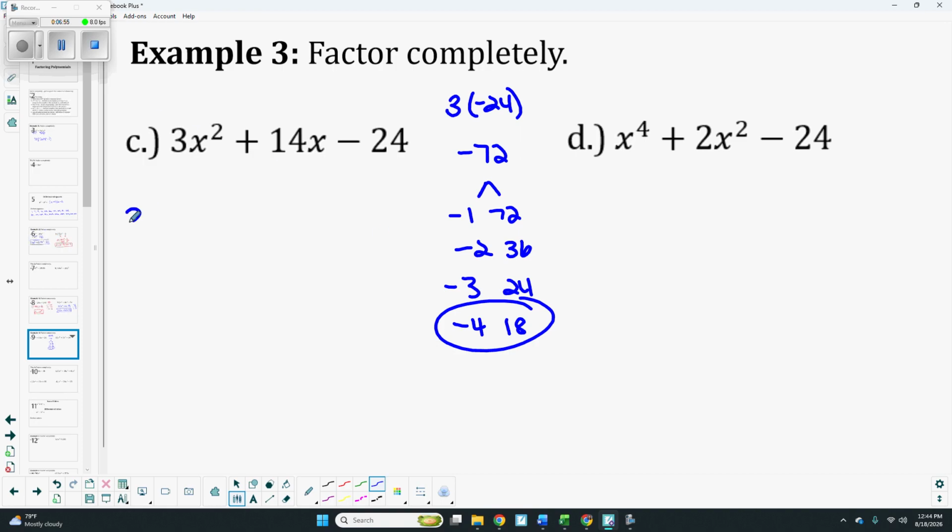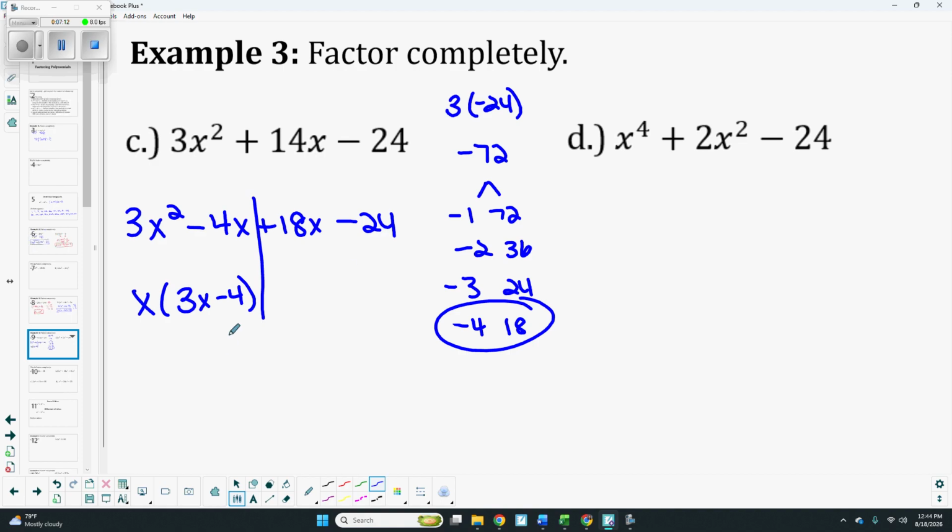So we're going to rewrite this as 4 terms. 3x squared minus 4x plus 18x minus 24. And we're going to split it down the middle. So for these two, just an x comes out. We're left with 3x minus 4. For these two, what goes into both 18 and 24 is 6, right? A positive 6. So 18 divided by 6 is 3. Bring the x. Negative 24 divided by 6 is negative 4. These match. That's what we want. So we're going to have 3x minus 4 and x plus 6.